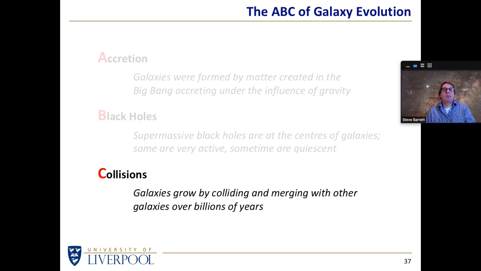So let's move on to the final part of our ABC. C is for collisions. So galaxies grow, we know how they form in the first place, but they grow and change through collisions and mergers with other galaxies.